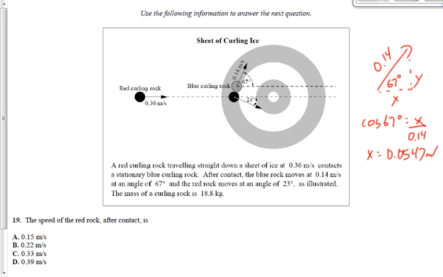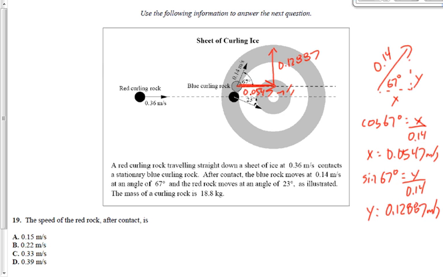Now let's do the same thing almost for the y component. Sine 67 degrees is equal to y component over 0.14. Y is equal to 0.14 sine 67. And what do we get, Josh? What do we get for that one? For the y component there? 0.12887. Okay, thank you. Now, what we can do here at this point, if we want to, is replace this with this, 0.0547. And we could replace it with this, 0.12887.